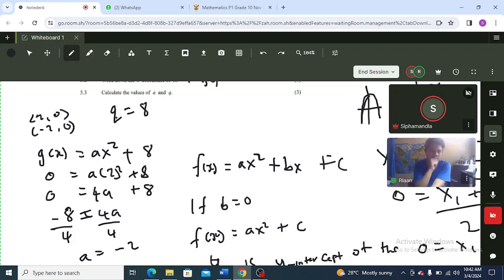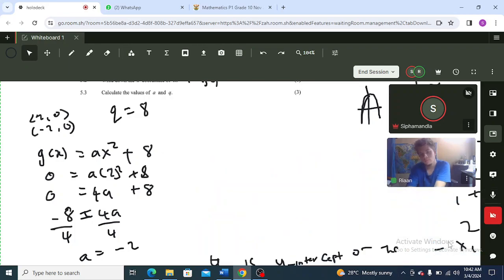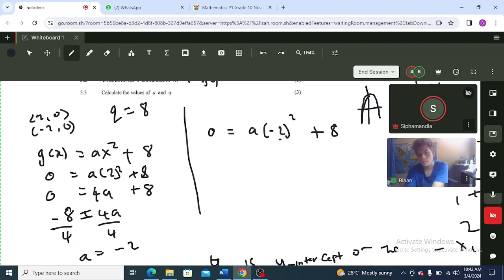Now, you can find the value of a like this, or you can use the second one. It doesn't matter. If you use the second one, you will have 0 equal to a times negative 2 squared plus 8. Then this will be positive 4, because this is the same as negative 2 times negative 2, which is positive 4. So that will be 0 equal to 4a plus 8, which would also take you back to this.